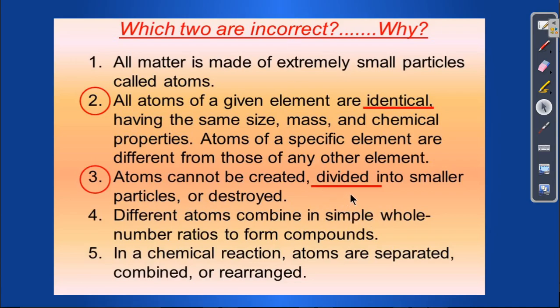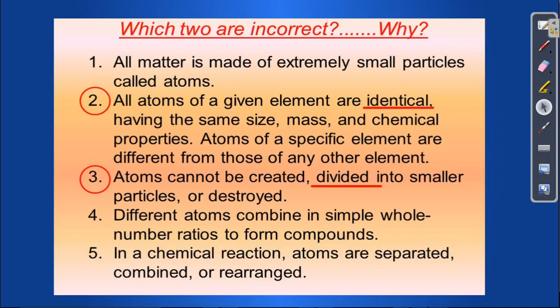Number 3 was also wrong. It says atoms cannot be created, divided into smaller particles, or destroyed. Well, we just said that we have protons, neutrons, and electrons. We know about them now. In the next module, we're going to see different models of the structure of the atom. So we're going to study how that has changed over time. But he didn't know that, so he made a mistake there.